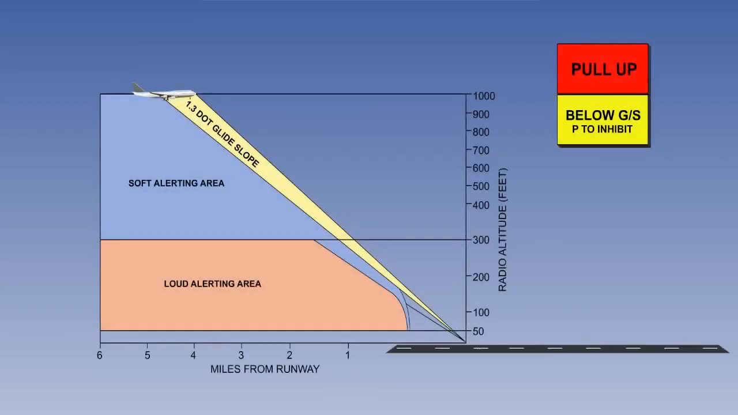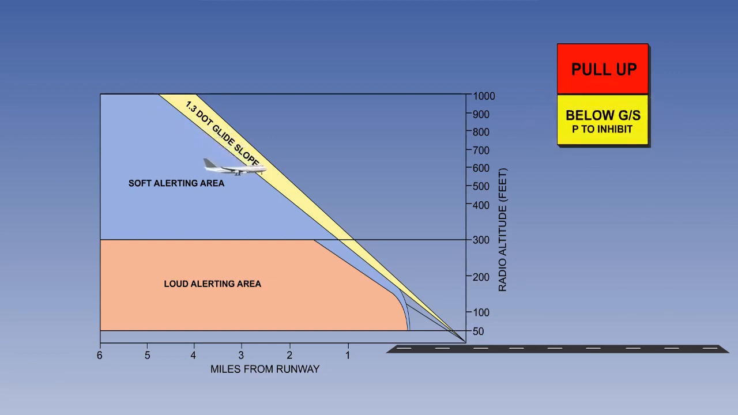A Mode 5 alert is issued when the aeroplane descends more than 1.3 dots below the glide slope. Mode 5 is armed when a valid ILS signal is being received by the captain's glide slope receiver and the radio altitude is below 1,000 feet. There are two areas of alert, soft and loud. In both areas, the alert is a repeated glide slope call and the illumination of the below glide slope light. "Glide slope."